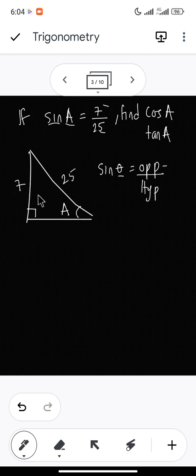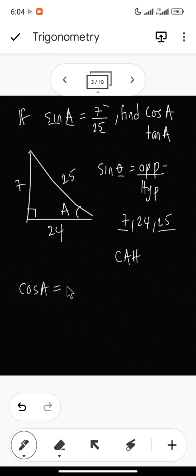Now, you can either use the Pythagoras formula, or this is a Pythagoras triple, where you have 7, 24, 25. So we already have 25 and 7. So you know that the adjacent should just be 24. So how will this help us? Now, cos A will be equal to the adjacent over the hypotenuse. So what is the adjacent? 24 over 25. We've gotten this.